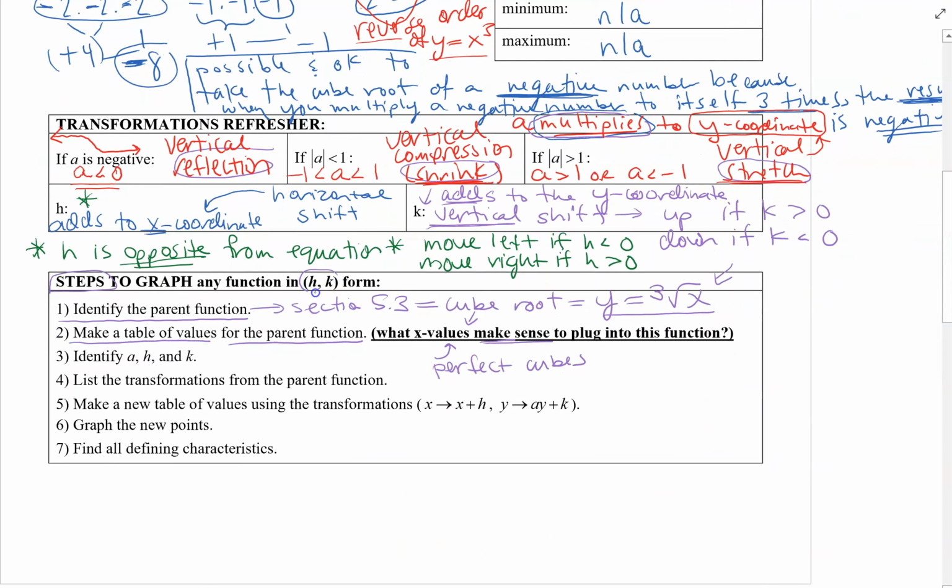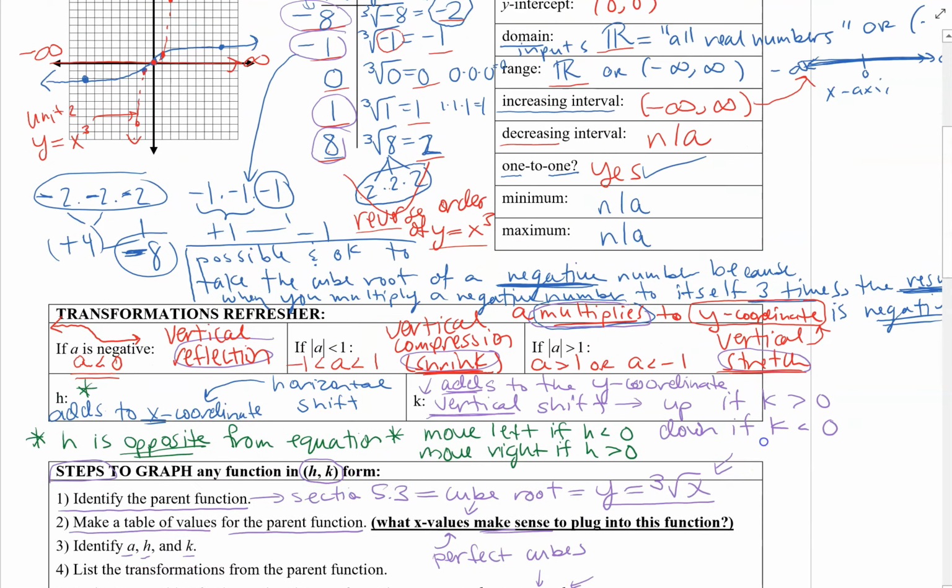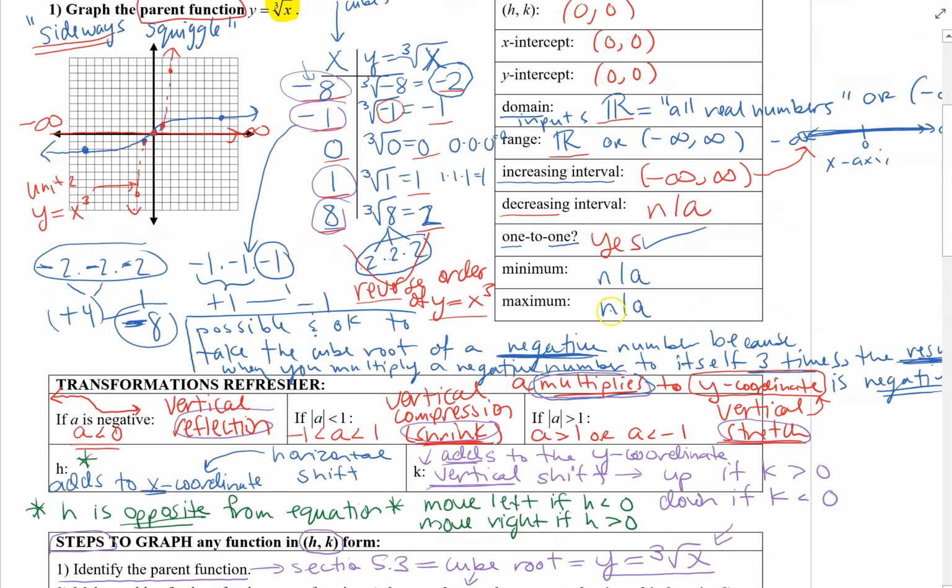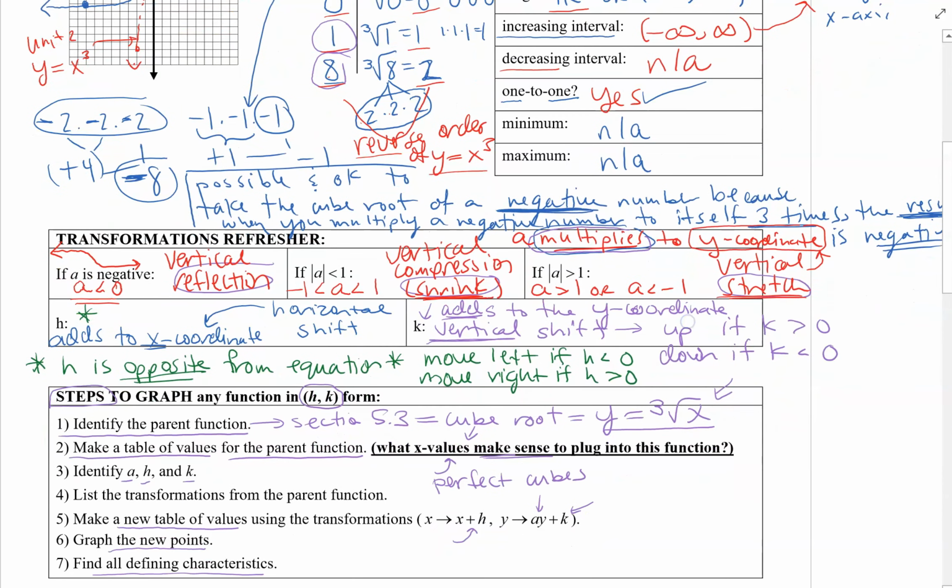But when we're graphing in HK form, after we've figured out the parent, we then need to identify a, h, and k. And we make a new table of values using the rules, right? You add h to the x coordinate, you multiply a to y, and you add k to y. Then we graph our new points and then find the new defining characteristics, which would be these things up here. So let's try that on the second page.